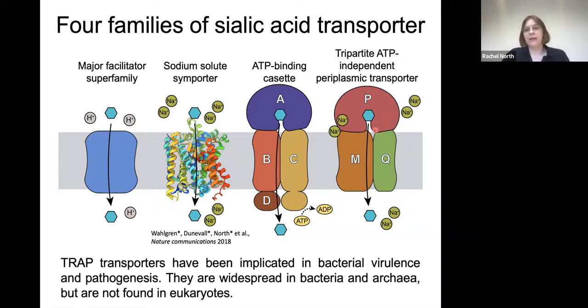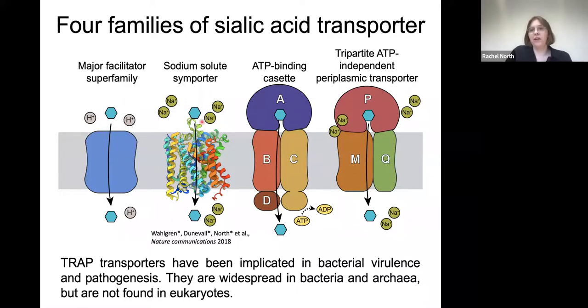So this makes them really exciting because they are the only secondary transporter we know of that uses this substrate binding protein like a primary transporter to deliver their substrate. And so instead of using ATP hydrolysis, they energize their transport using energy in the form of a sodium gradient to import their sialic acid.